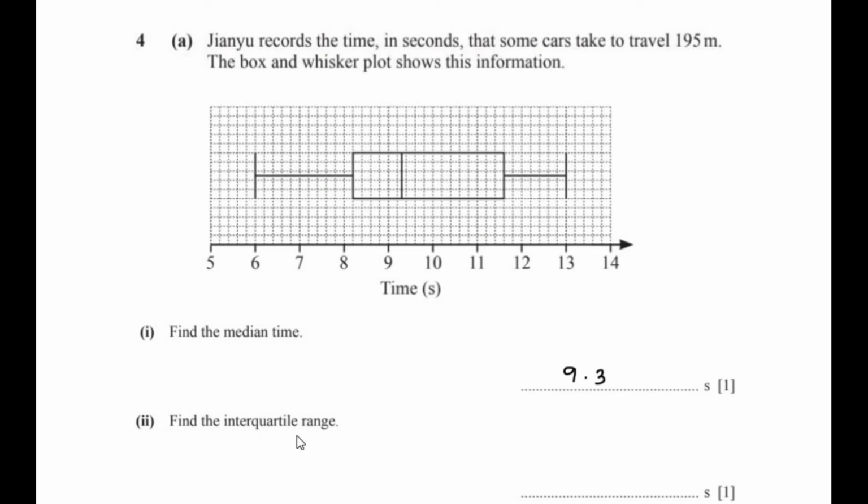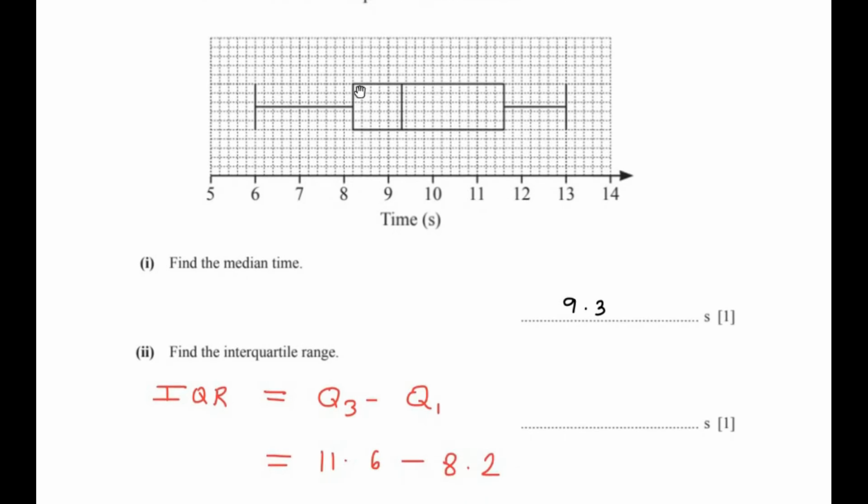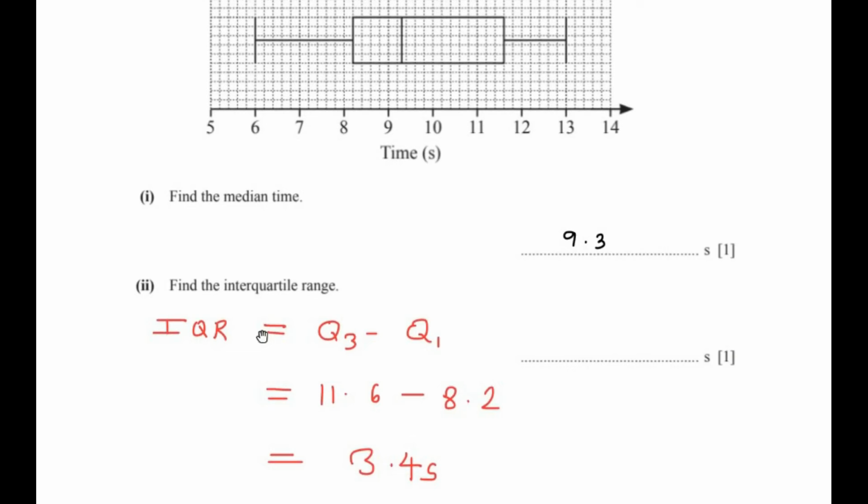Next we have to find the interquartile range. The formula for interquartile is Q3, which is upper quartile, minus Q1, which is the lower quartile. Now from this box and whisker plot, we can see that this upper quartile line is 11.2, 11.4, 11.6. So upper quartile is 11.6, we have written here. And lower quartile, this line represents the lower quartile. This is 8.2. So 11.6 minus 8.2, that will give us the value of interquartile range as 3.4 seconds.